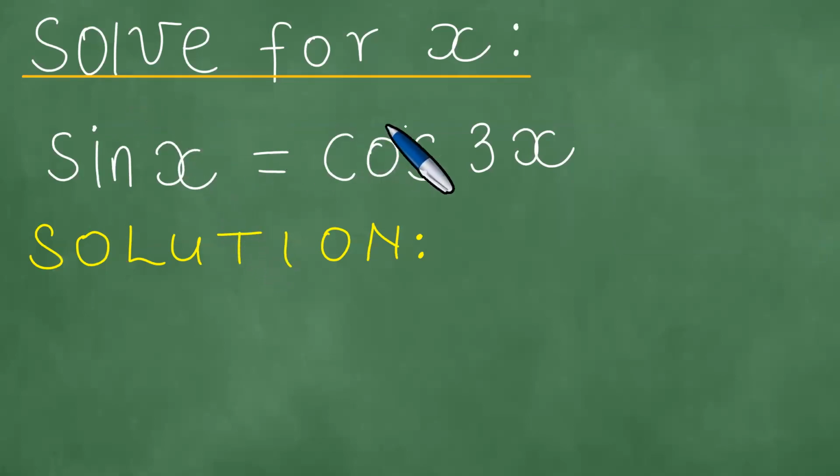Right, we need to solve for x in this case. Given the sine of x equals cosine 3x, we proceed to write down the solution to the problem, and we begin as follows.